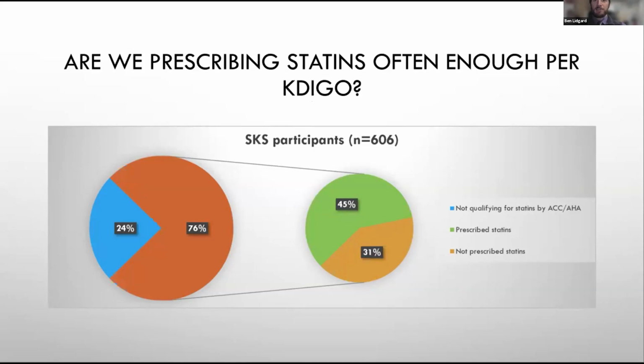KDIGO guidelines would suggest that 453, or 3/4 of patients, had an indication for statin therapy in the Seattle Kidney Study, but only about 270 patients out of those qualifying 453, or about 59%, were actually prescribed a statin.